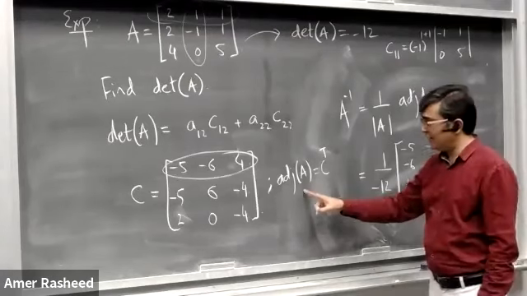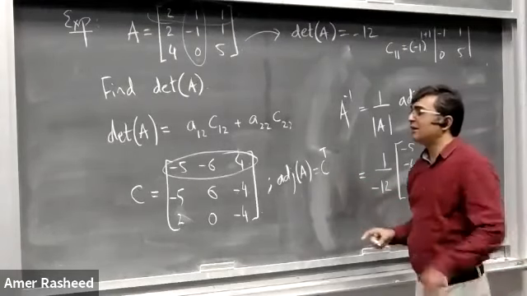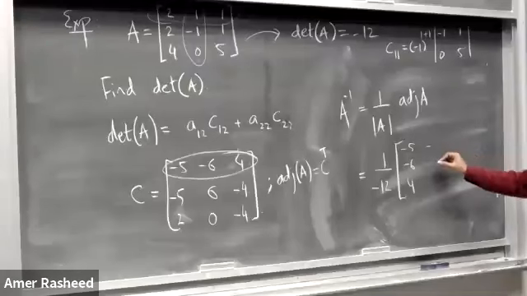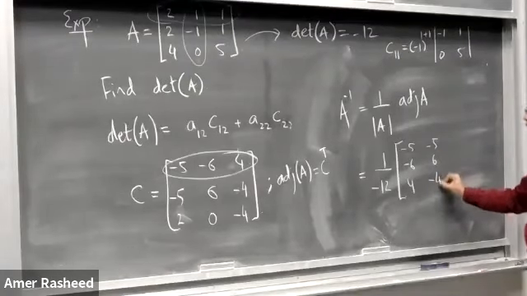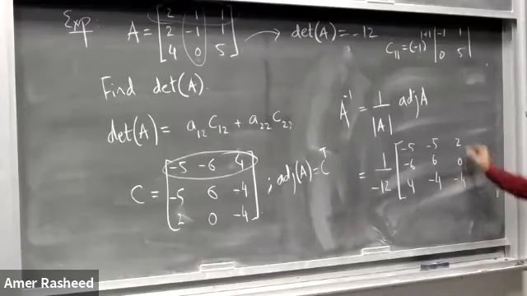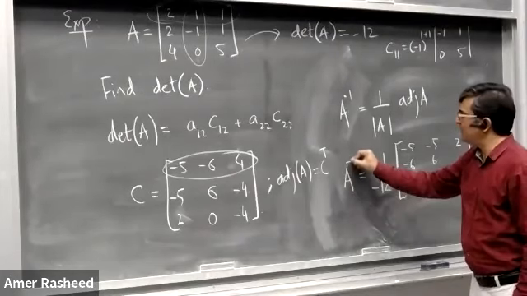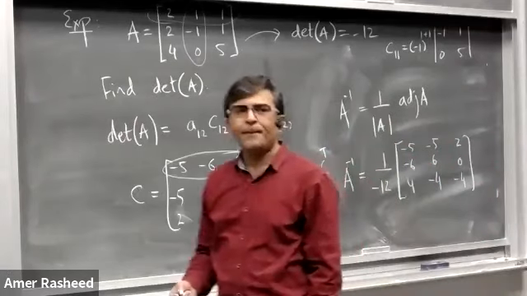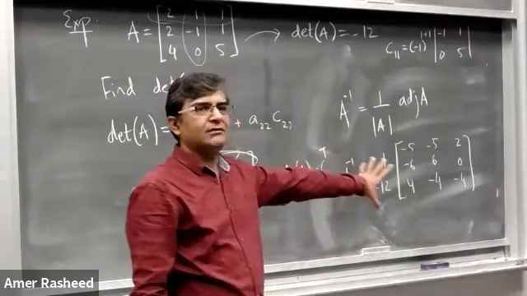Then sir, why are we writing it adjoint of A? Shouldn't it be adjoint of C? No, it's adjoint of A, which is the transpose of the cofactor matrix. Okay, sir. So it is negative 5, 6, negative 4, 2, 0, negative 4. Now you multiply this 1 by minus 12 inside with all the entries, you get the inverse. So this is your A inverse.